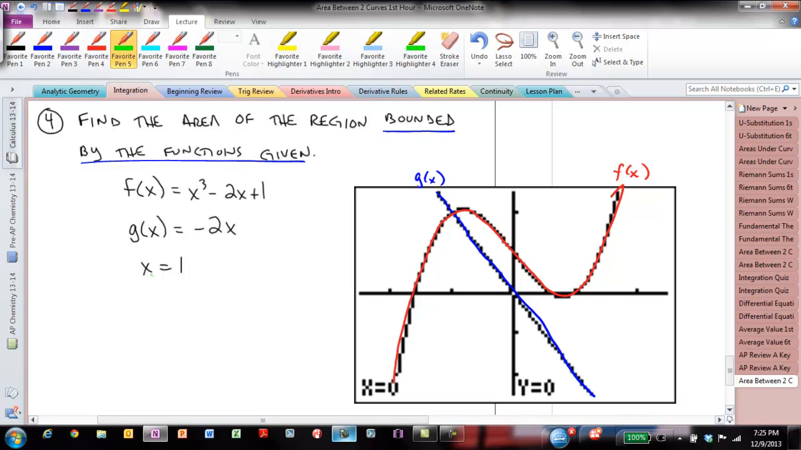So they gave us a last line, x equals 1. That is a vertical line. Okay, and so if I went and drew that in, it's not drawn on this graph, I would draw in a vertical line right there. Okay, and so now there is an area bounded by these three functions, which means held in between. That is the area that we're looking for.